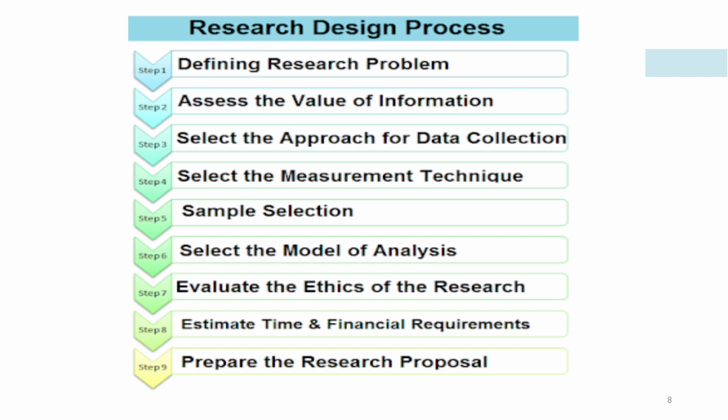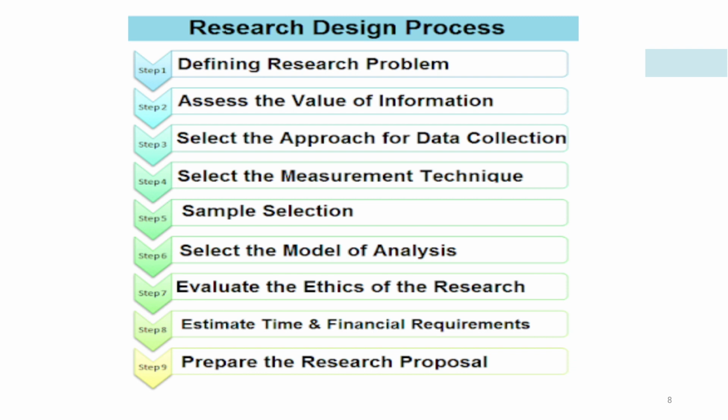The fifth step in the research design process is sample selection. Once the measurement techniques have been selected, the next step is selecting the sample to conduct the research. The researcher selects a sample out of the total population instead of considering the population as a whole. A sample can be selected by using two techniques: random sampling techniques and non-random sampling techniques.